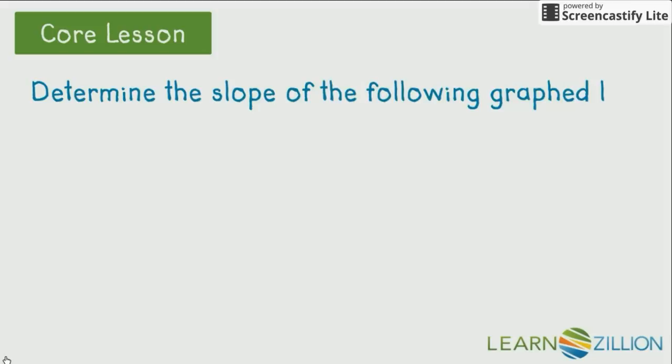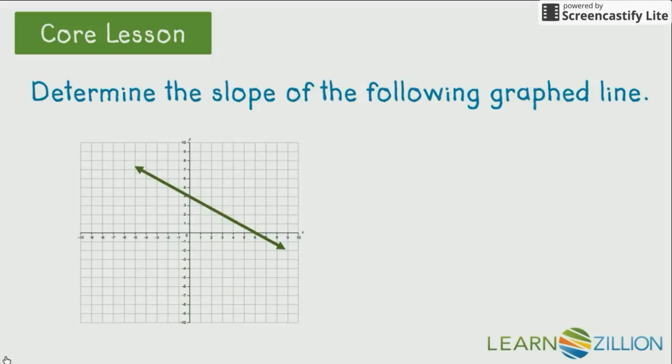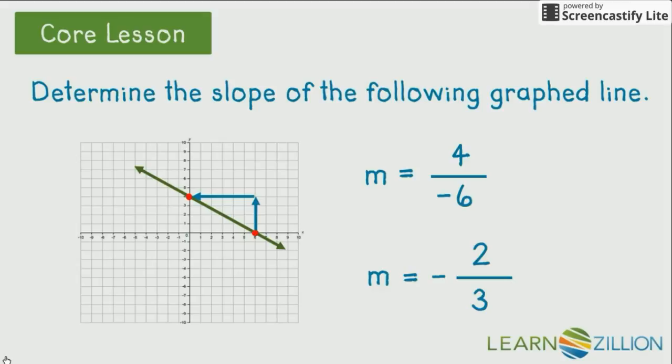We want to determine the slope of the following graph line. Again, we're looking for places where the line goes through crosshairs, or exact coordinates. There is one coordinate that the line goes through exactly, and another. The slope is equal to the change in the y, which is up 4, and then we go left 6. Since we're going left, it is in the negative 6 direction. When you reduce this fraction, you get a slope of negative 2/3.